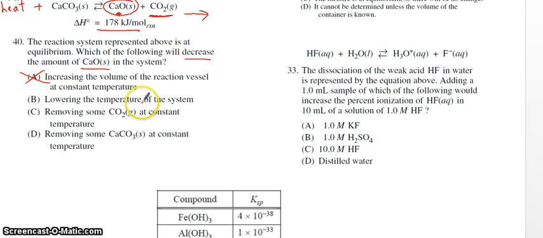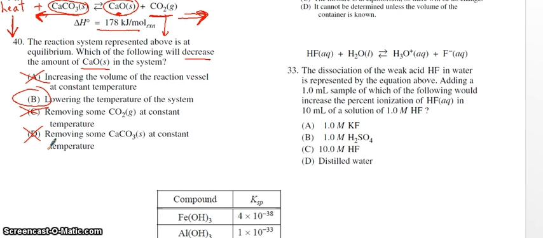B says lowering the temperature of the system. By lowering the temperature, I'm technically removing heat from the system. If I remove heat from the system, it will shift left to create more of that heat, therefore taking with it CaO, reducing CaO. So this is actually the correct answer. Now C, by the way, says removing some carbon dioxide. If you remove carbon dioxide, it'll shift right again, making more CaO. That's not what we want. Removing some calcium carbonate, a solid, won't do anything because remember, solids do not affect equilibrium. So this won't do anything either.